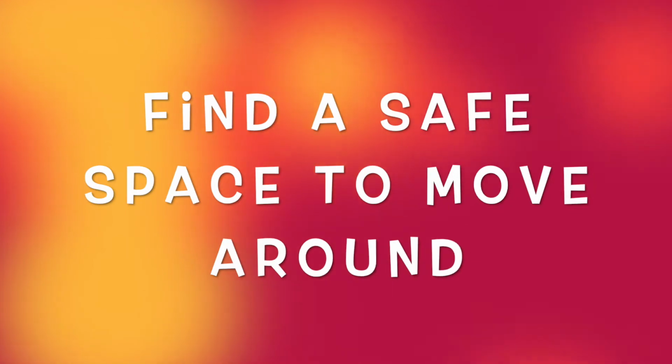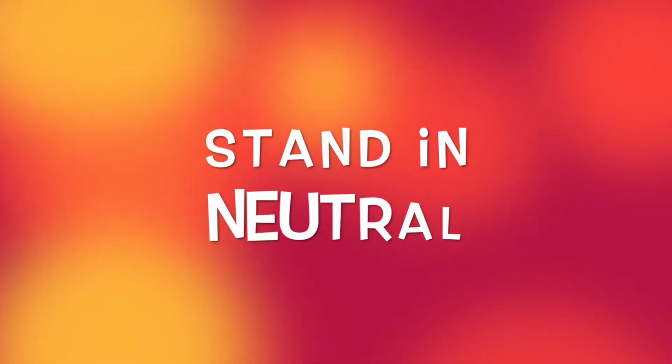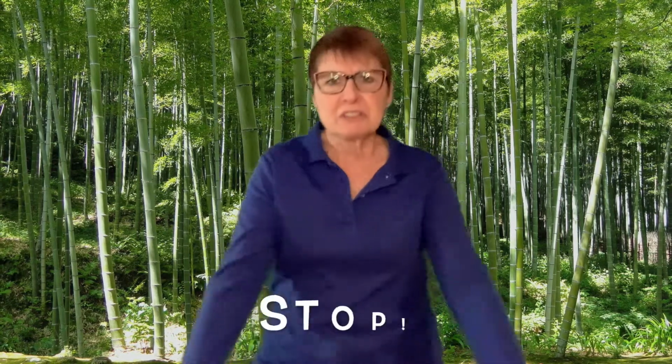Find a safe space to move around, then stand in neutral. I want you to move about like a dog. Now, vocalize. Good. Now slowly morph into the spotted dog character. And when I say action, I want you to say stop as the spotted dog character. And action. Stop. Freeze.